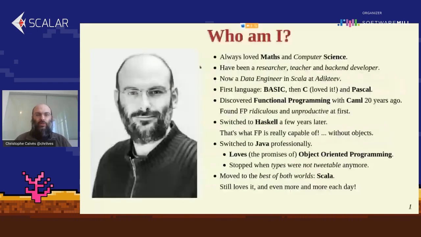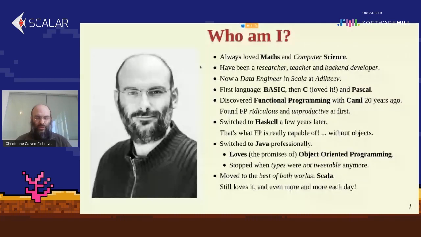So who am I, and why am I describing myself? The reason I'm telling you this is because I want to give you context. I've always loved math and computer science, and using both at the same time. I've been many things: researcher, teacher, backend developer, and recently data engineer. I'm not the regular functional programming guy who has only done functional programming. Actually, I started with BASIC and then C, and I love C a lot.